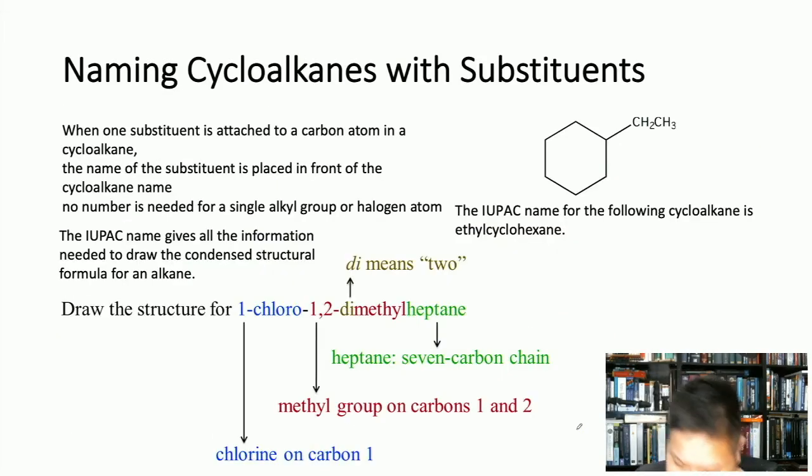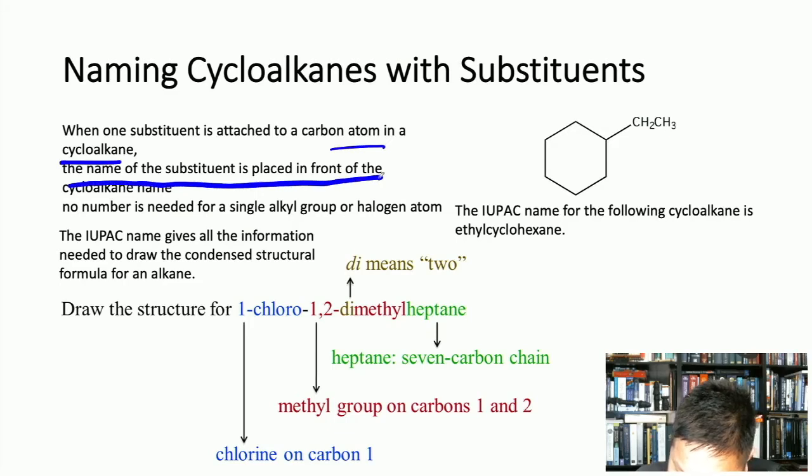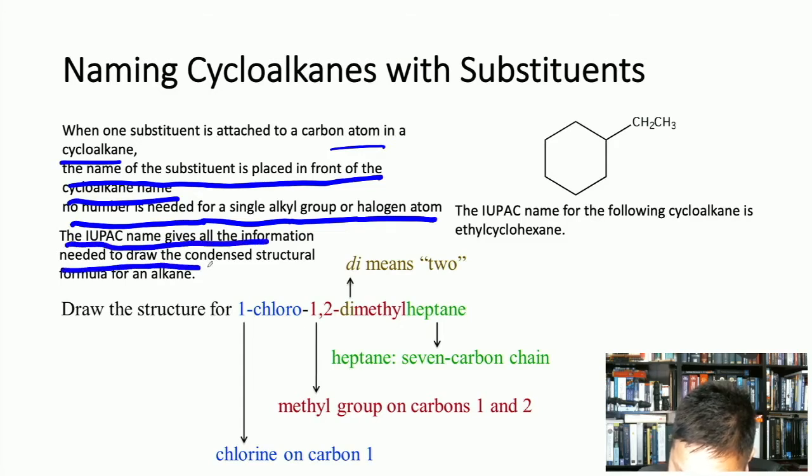So let's talk about naming some cycloalkanes with their substituents, right? So when one substituent is attached to a carbon atom in a cycloalkane, the name of the substituent is placed in front of the alkane's name. No number is needed for a single alkyl group or halogen, right? The IUPAC name gives all the information needed to draw the condensed structural formula for an alkane. So here, let's use this as an example.